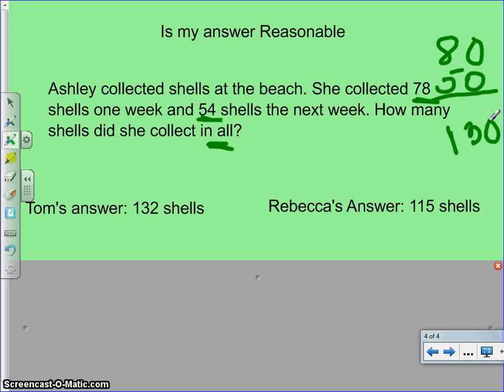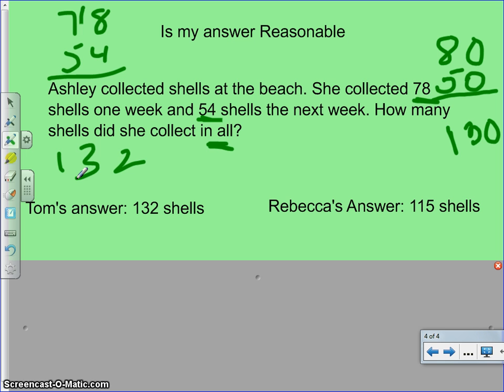I would go ahead and add 78 and 54, and I would find out that 8 and 4 is 12, and 8 and 5 is 13. So that would be 132. So Tom is actually correct.